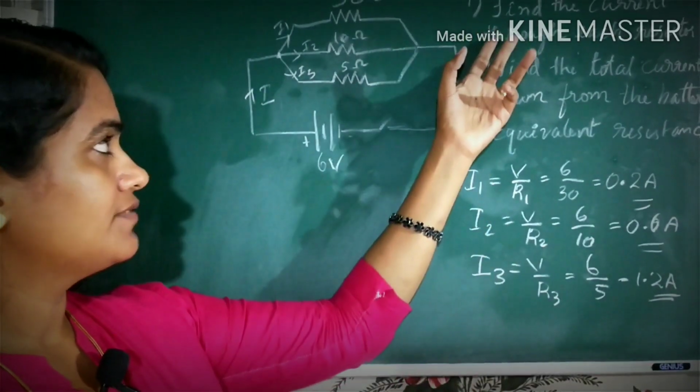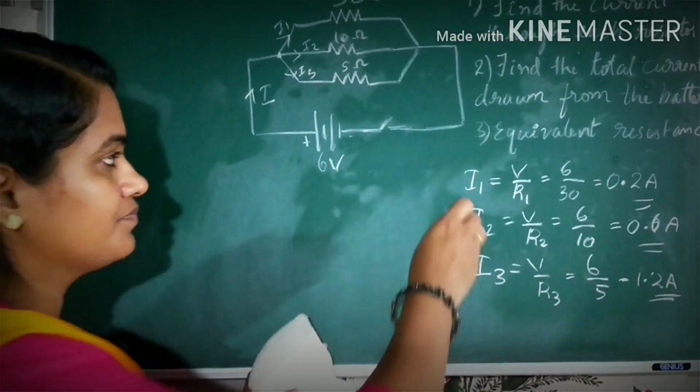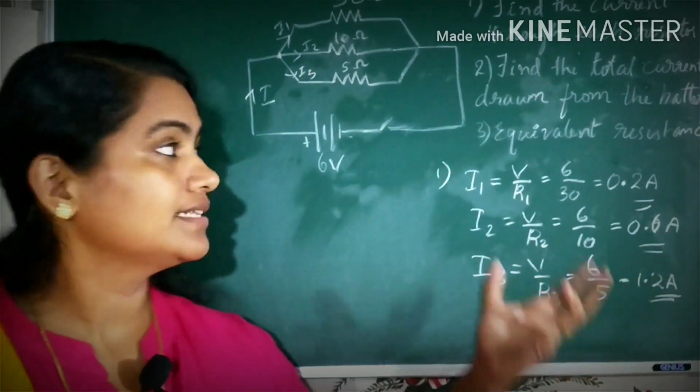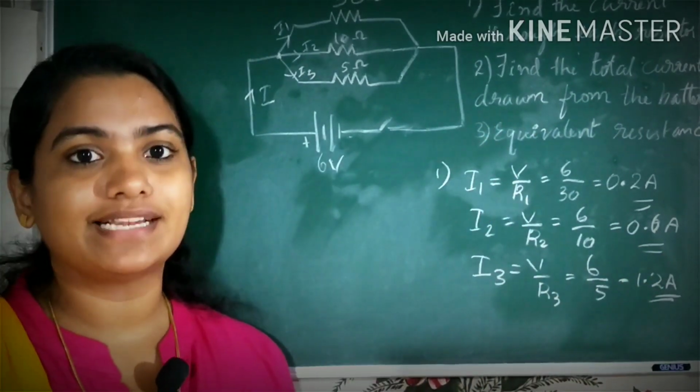So we have solved the first question. What is the next question? Find the total current drawn from the battery.